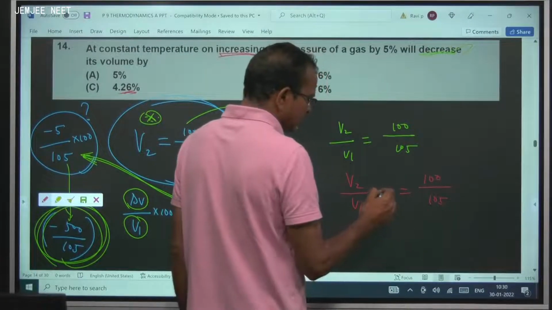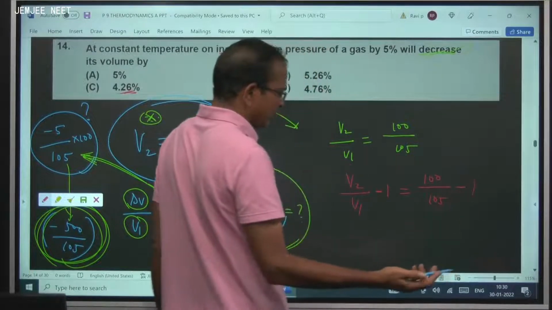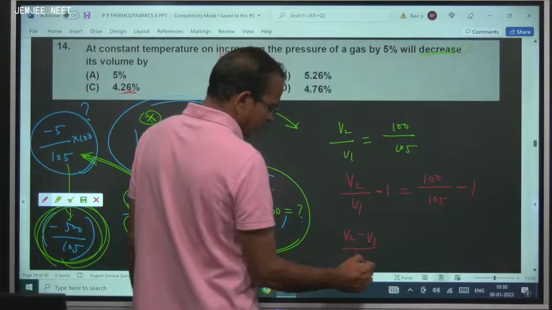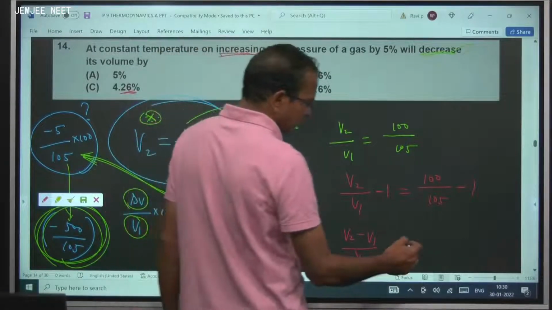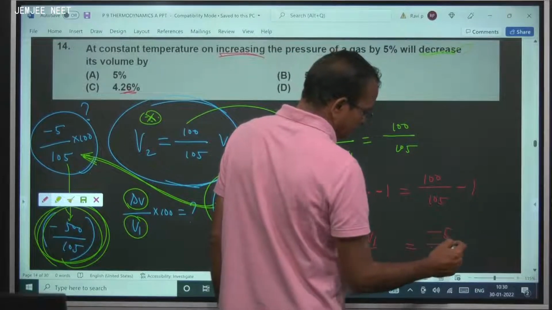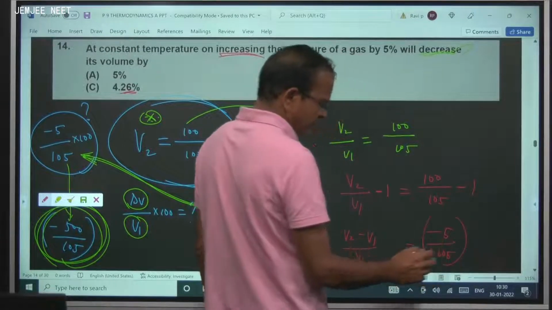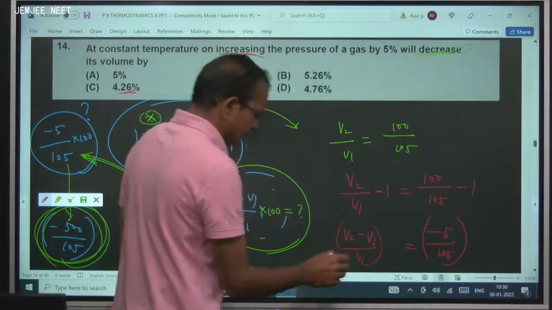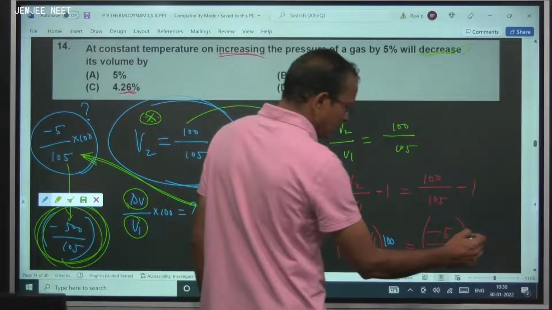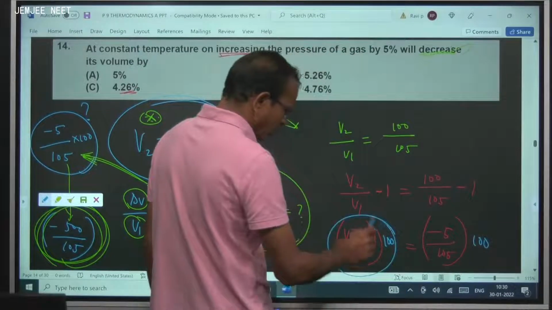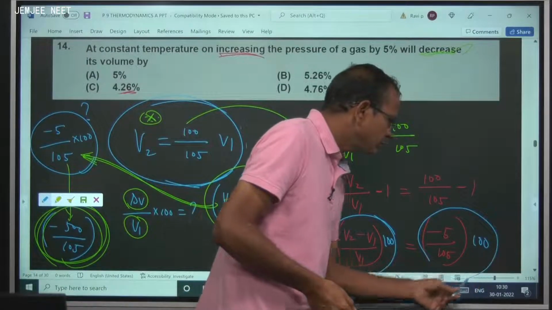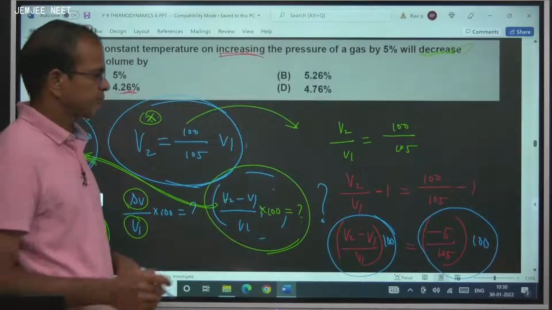என்ன பண்ண போறேன்? Minus 1, minus 1. That's all. I got my answer. What's the numerator? V2 minus V1 by V1. I got it. Right hand side என்ன இருக்கு? Taking LCM, minus 5 divided by 105 is left with me. இப்போ என்ன வேணும் உனக்கு? You want percentage. Percentage na enna pannum? Multiply with 100. This is what is the question mark. So this is your answer. Got the point? Yes, sir.